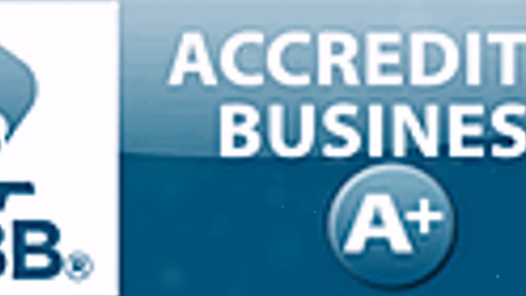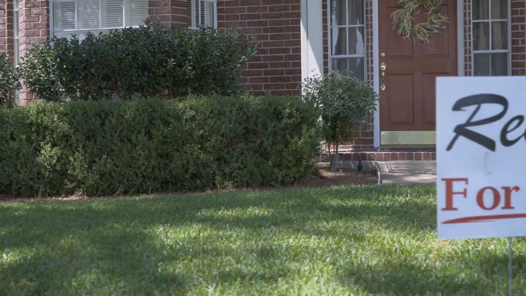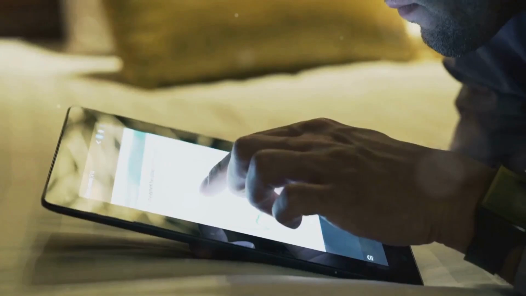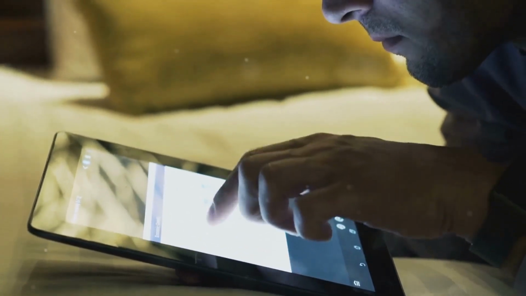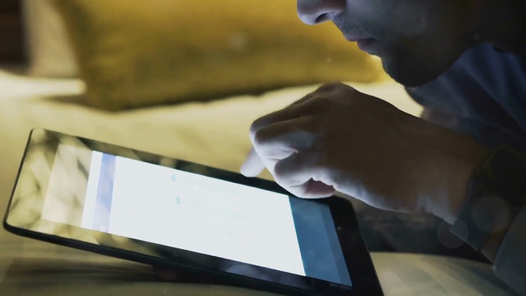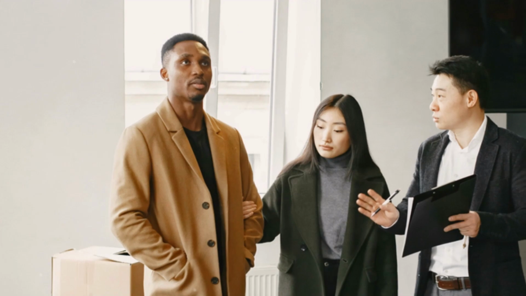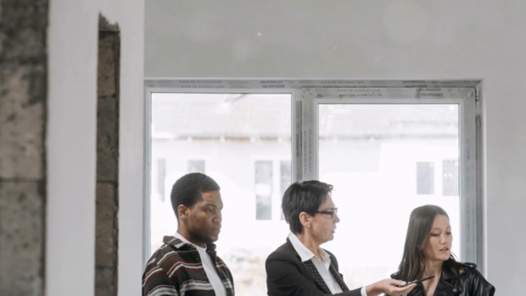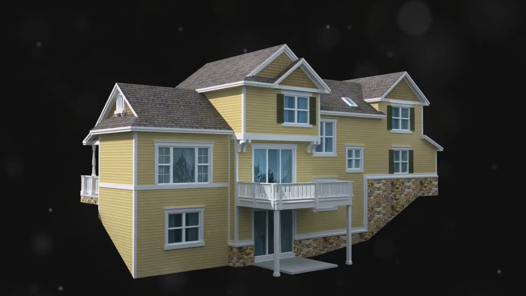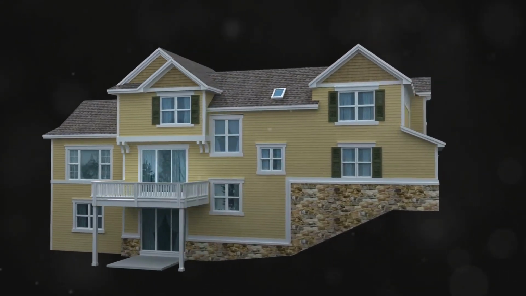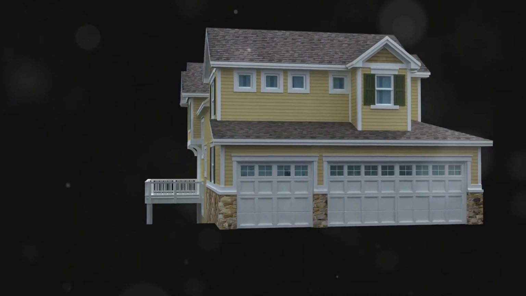Today we're diving deep into the exciting world of property evaluation. Whether you're a seasoned investor or a first-time buyer, understanding how to assess a property's value is crucial. It's not just about the asking price. Many factors come into play. We'll be your guides, breaking down complex concepts into easy-to-understand steps. By the end of this video, you'll have the tools and knowledge to confidently evaluate properties like a pro.